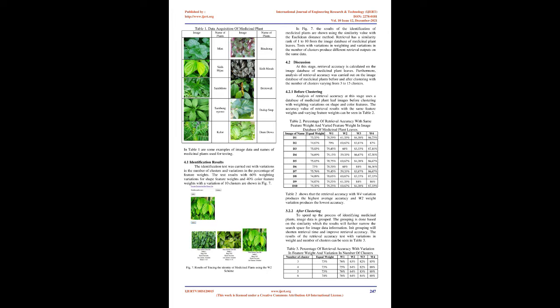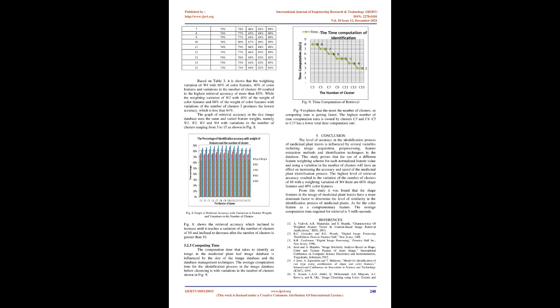The W3 scheme, 0.70, 0.30, is 70% weight for the color feature and 30% weight for the shape feature. And in the W4 scheme, 0.4, 0.6, there is a 40% weighting for the color feature and 60% for the shape feature weight. Clustering data is useful to speed up the identification process.